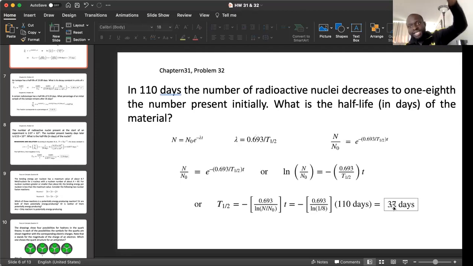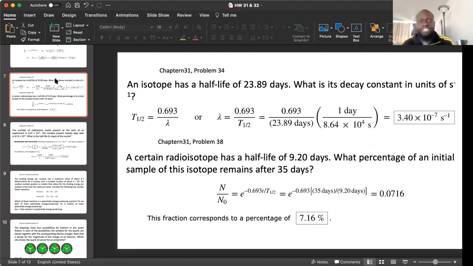Or you can do N equals N naught over 2 to the power n, and then find n. You're going to get n to be like 3 or something. Then you divide 110 by that, and you're going to get 37 days also. So whichever method you use to solve the problem for your half-life, you're going to get the same answer in this case. Next, chapter 31, problem 34 says an isotope has a half-life of 23.89 days.